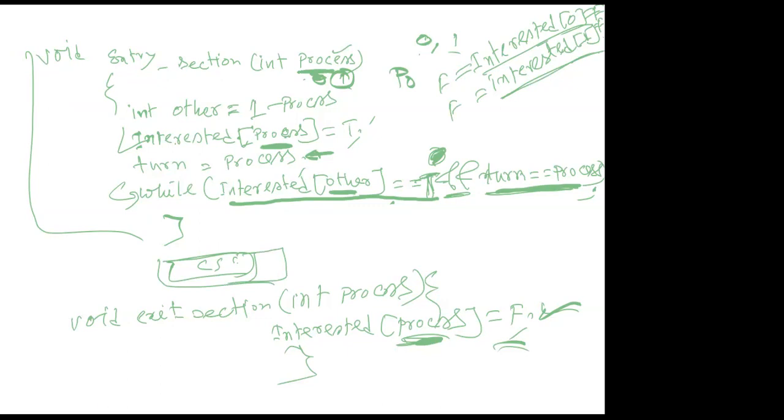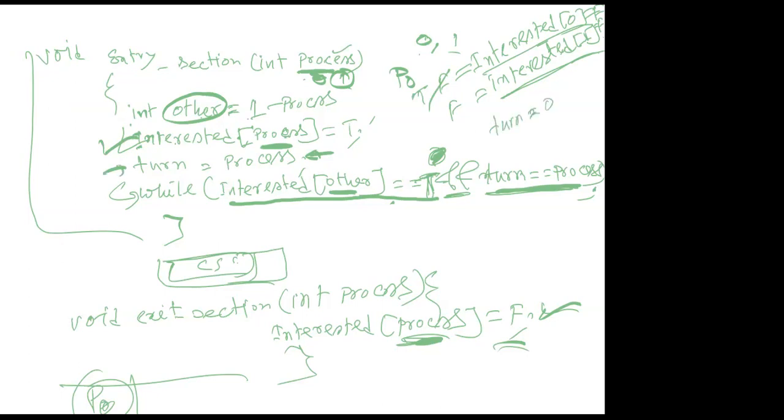Let's say process P0 is scheduled by the operating system, and it calls this function. The process parameter will be 0 since it is process P0, and then the other value will be 1. Then it makes interested process true. So this is 0, it makes this process a T, and then it sets the turn value. Turn is also a global variable. Turn will be made 0.